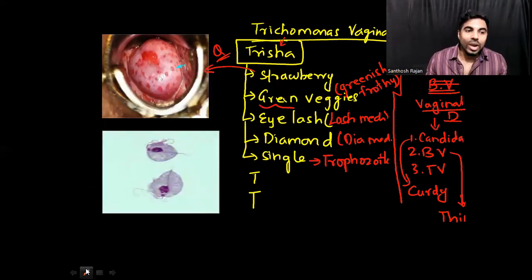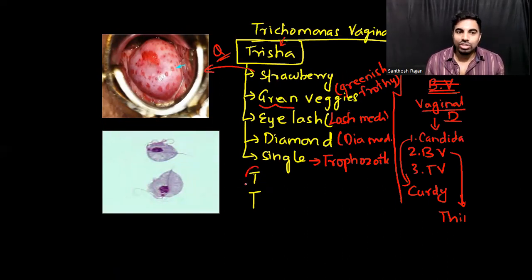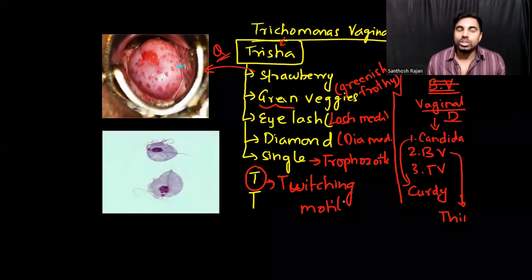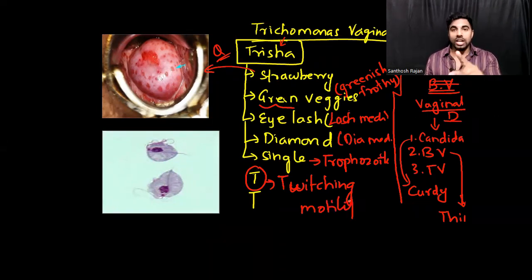And one more T. Why did I include one more T? One is trophozoite, okay, you told. Another, what is the motility? Twitching. T for twitching motility. This question is also asked many times. Twitching motility is characteristic for this one. You always confuse it with Giardia lamblia. Giardia, gia falls down, so it is a falling down motility. I have explained this in my parasitology class. But this one, your Trichomonas vaginalis, Trisha twitches. She always twitches.